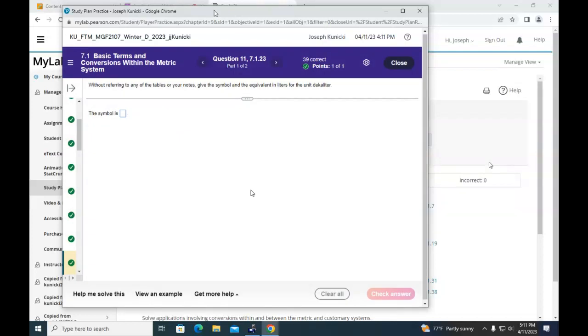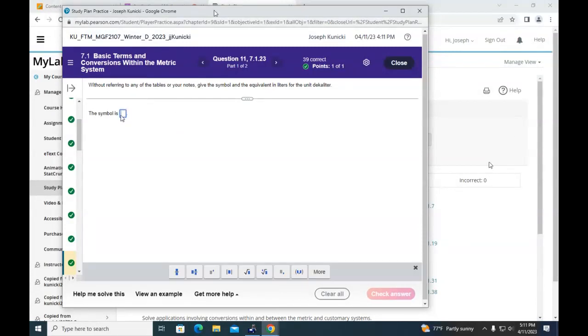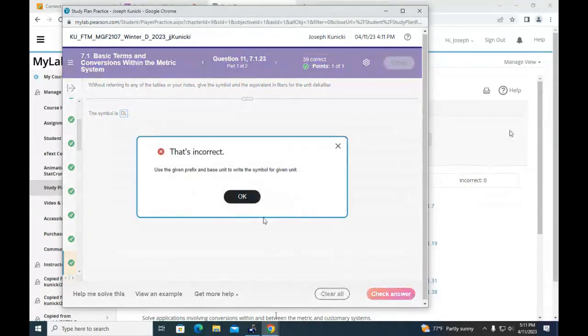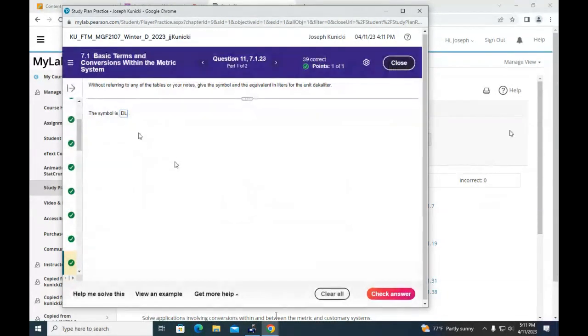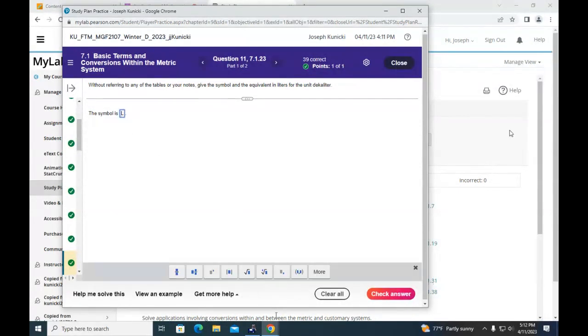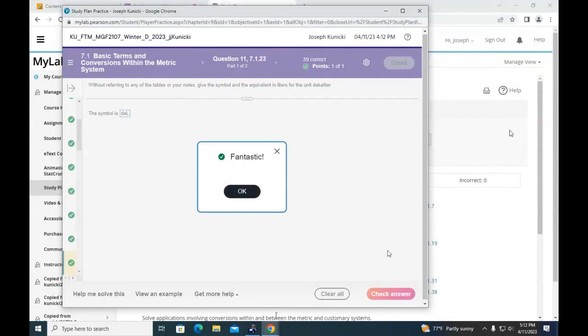Number 23. Without referring, give the symbol and equivalent in liters for the unit dekaliter. So now we're going up. So we would write capital D, capital L. Let's see if they accept it. Now, you know what they want? Luckily, we have another chance. They want da. Okay. Now, we have to conform to what they want. That's why we have an extra chance to do that. But if we were writing it out, we just write capital D. It's just a little bit easier.